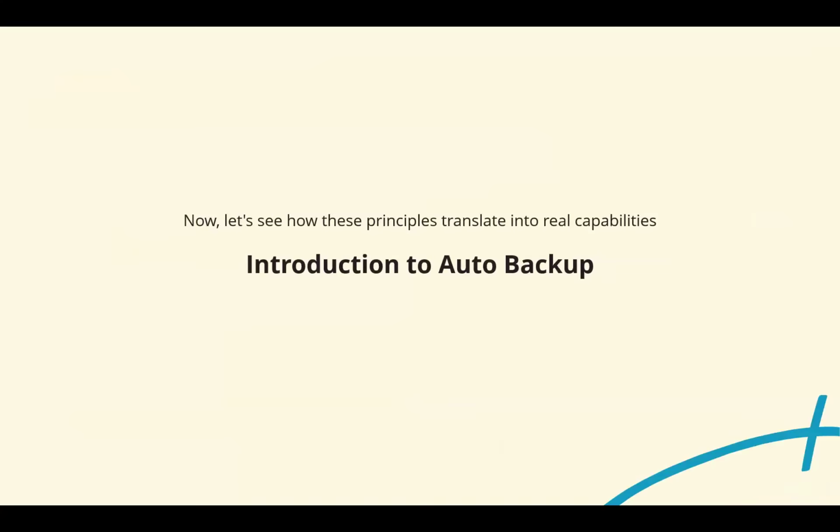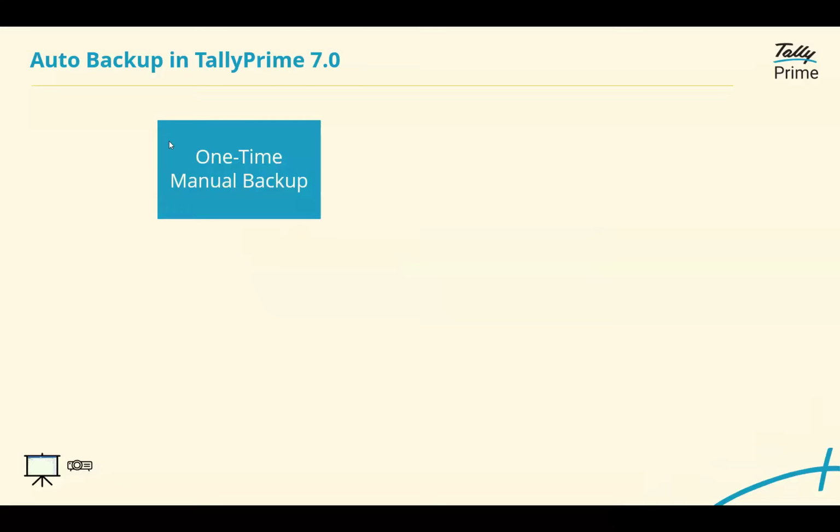Now let's see how these principles translate into real capabilities. We are introducing auto backup in TallyPrime 7.0. These are some of the functionalities we have in auto backup in release 7.0. Let us have a look one by one. The first functionality is one-time manual backup. If you are taking a backup one time, or taking a backup manually, that is called one-time manual backup.